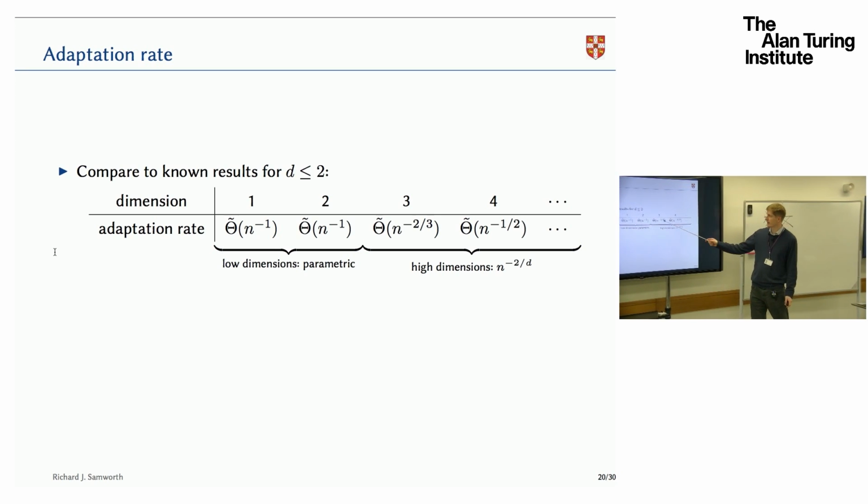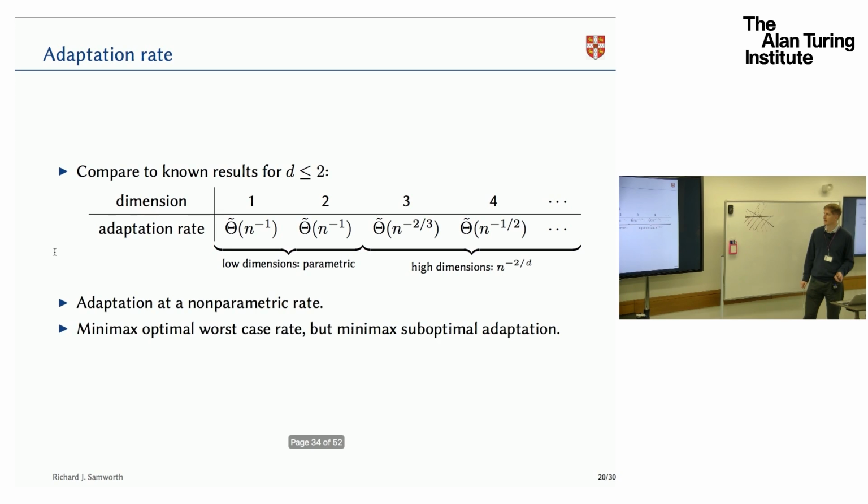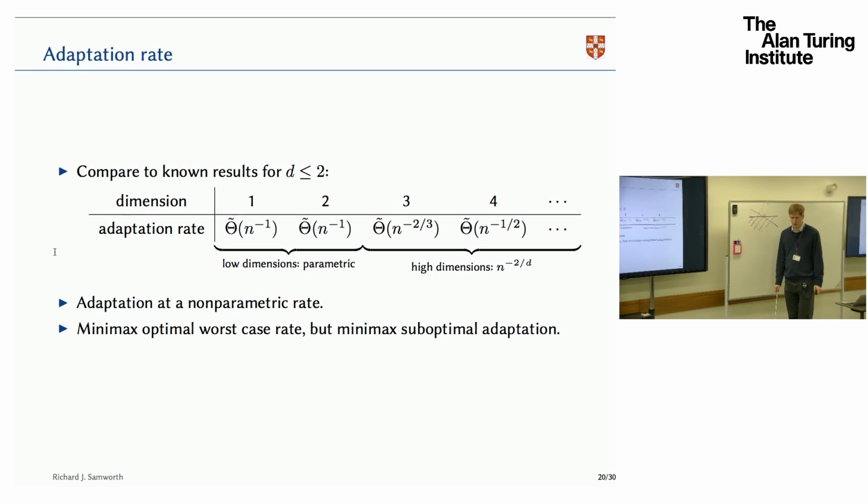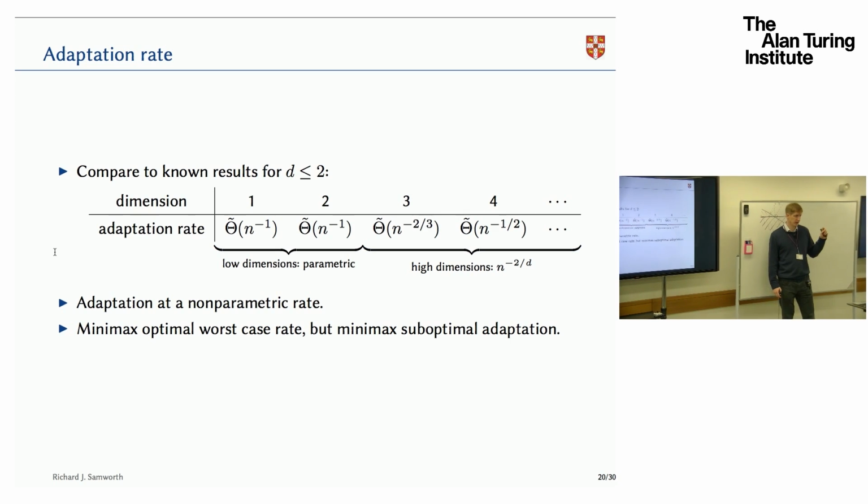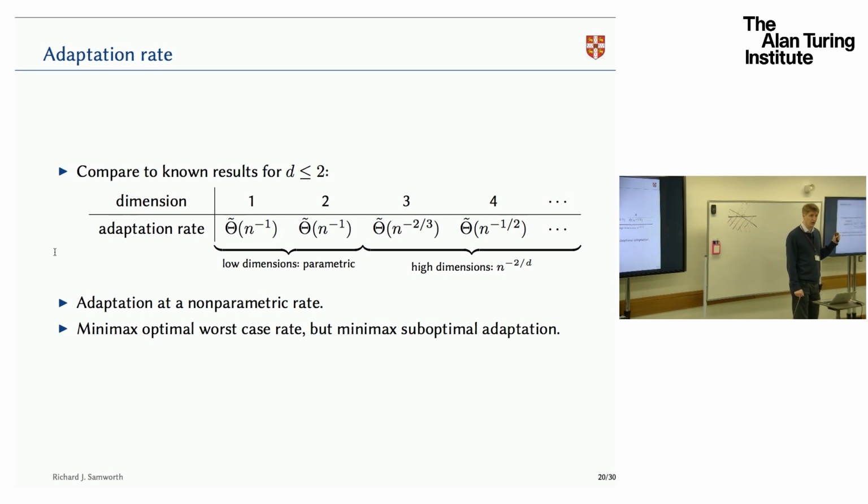In high dimensions, I do get faster rates than I had in the worst case, but I'm not getting the parametric rate. These are slower rates. This is a strictly non-parametric rate of adaptation. So we are getting the minimax rate over the large class, but we're not getting the minimax rate over the small class. So it would be an open question whether there is another estimator, for instance, that could simultaneously attain these optimal rates over both the large class and the small class.